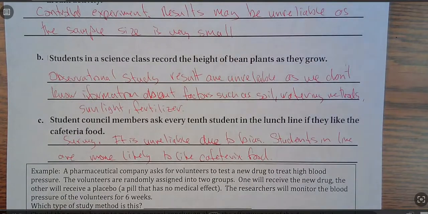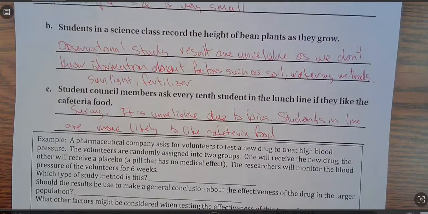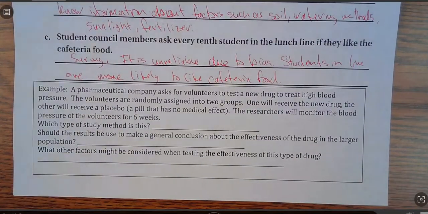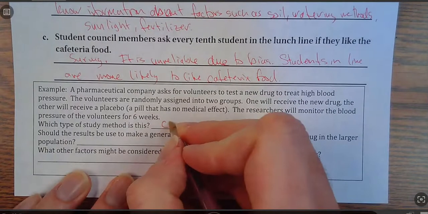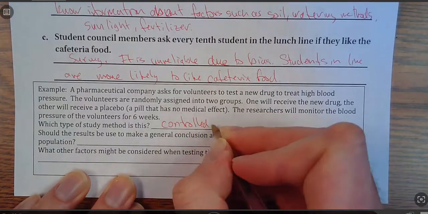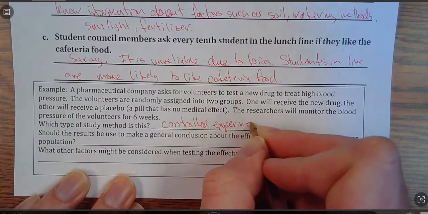Students that are in the lunch line are probably more likely to like cafeteria food. Another example, a pharmaceutical company asked for volunteers to test a new drug to treat high blood pressure. So people have to volunteer, but then of the volunteers, they're randomly assigned into 2 groups. That's good. The researchers will monitor the blood pressure of the volunteers for 6 weeks. Okay, so which type of study method does this sound like? So they have a treatment, they are randomly assigning it, so that's a controlled experiment.